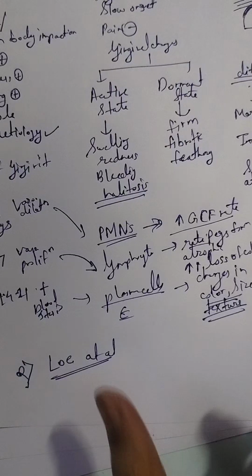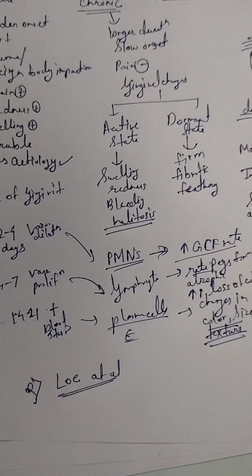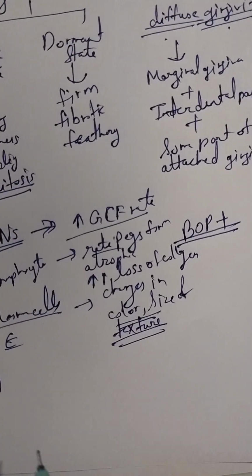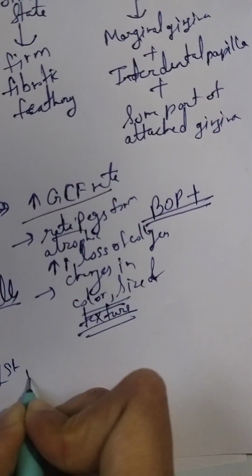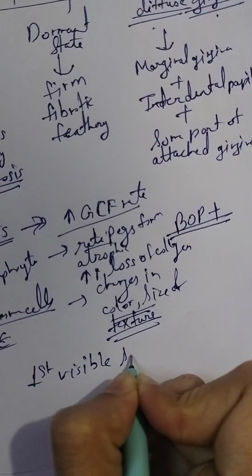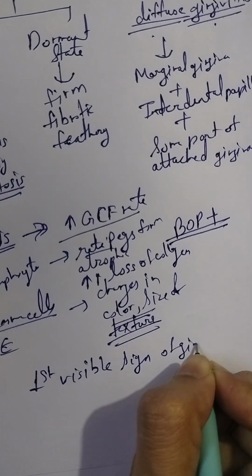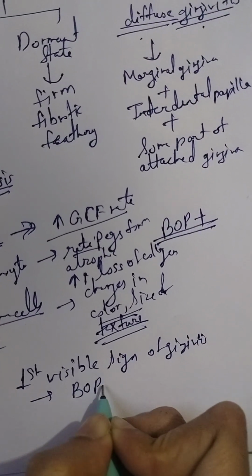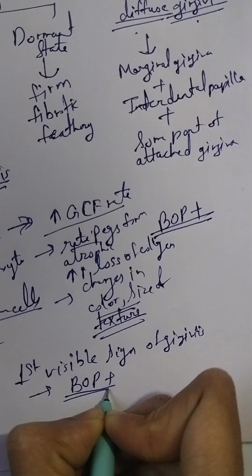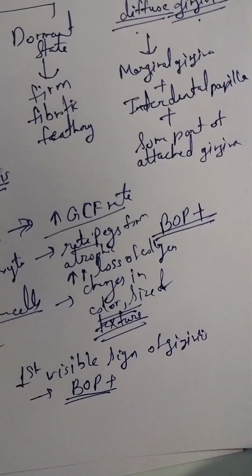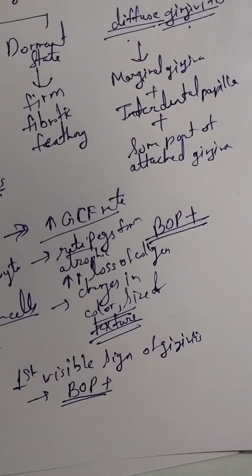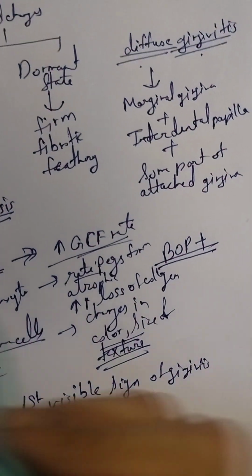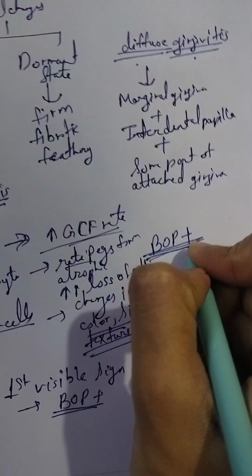Here one MCQ is there. So we have to start with the MCQs now. If they ask about the first visible sign of gingivitis, what should be our answer? Our answer is bleeding on probing. Then, what is the clinical sign of gingivitis that appears in the early lesion? The GCF rate increases. In the early lesion there is BOP positive.